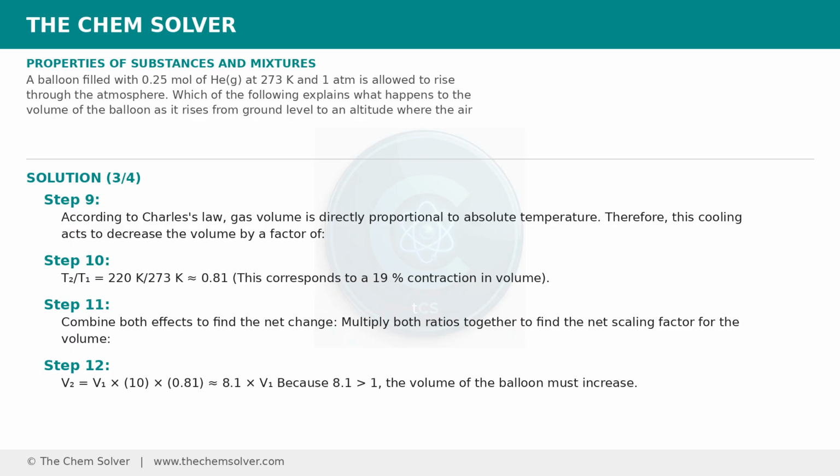Combine both effects to find the net change. Multiply both ratios together to find the net scaling factor for the volume. V2 equals V1 times 10 times 0.81, approximately 8.1 times V1. Because 8.1 is greater than 1, the volume of the balloon must increase.